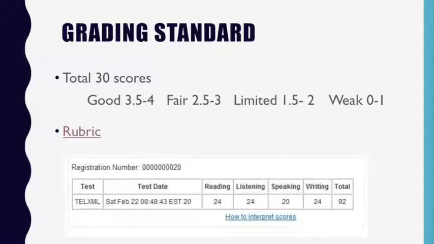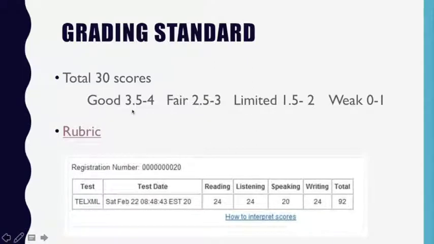Now, let's take a look at the grading standard. You know TOEFL has 4 sections: reading, listening, speaking, and writing. The total points for each section is 30 points. In total, 120 points. The sample score looks like this. And when you click How to Interpret Scores, you will find the detailed information of each section.